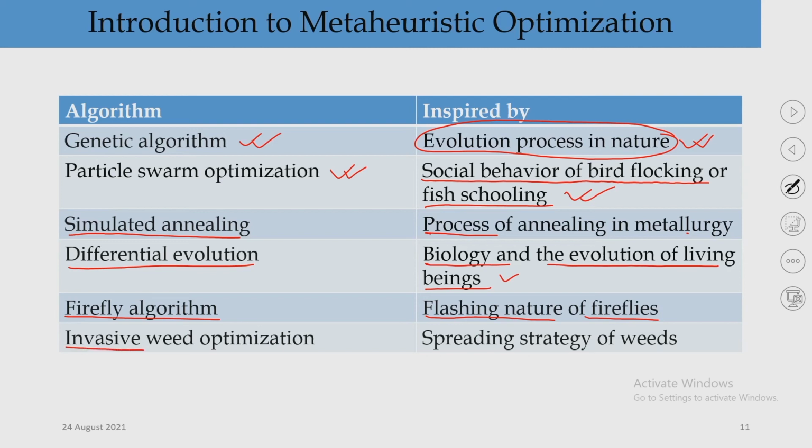Then there is another algorithm which is inspired by the spreading strategy of weeds. Okay. So, if you look at a paddy field or a cultivated field, it is basically captured by the weed. This is unwanted. So, this is based on the spreading strategy of weed, which are unwanted as you know. So, we call it invasive weed optimization. It is inspired by how weed is occupying the entire field.